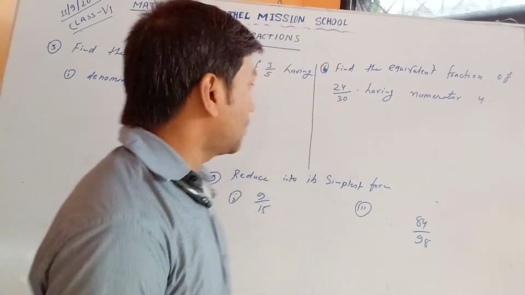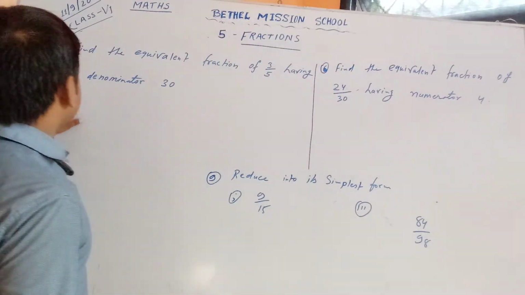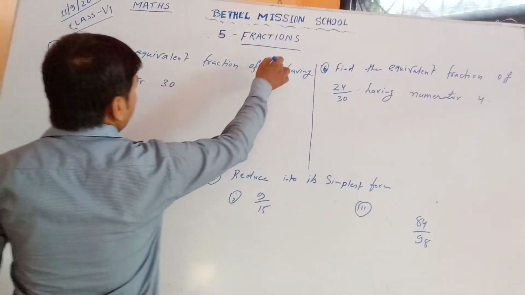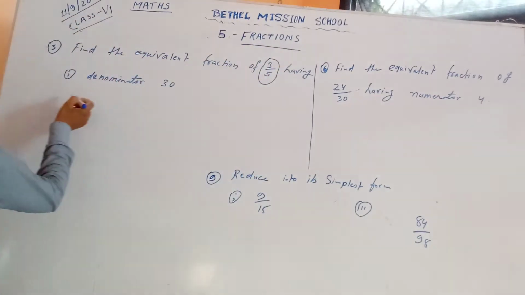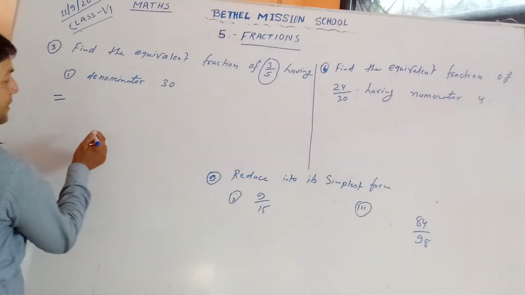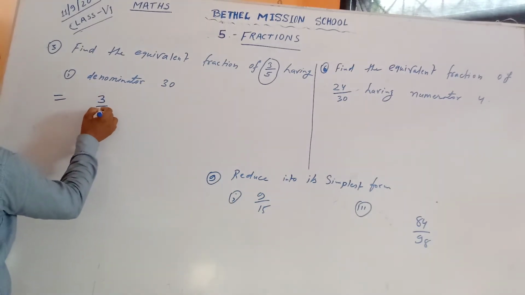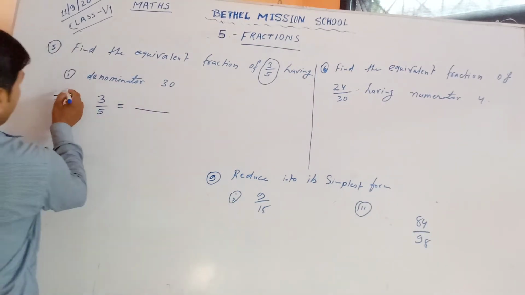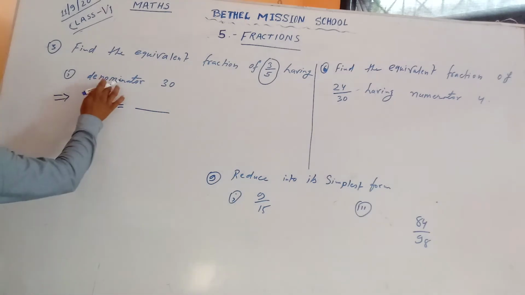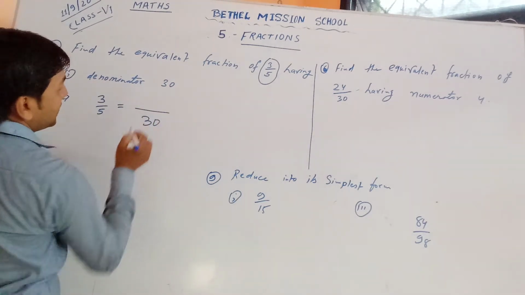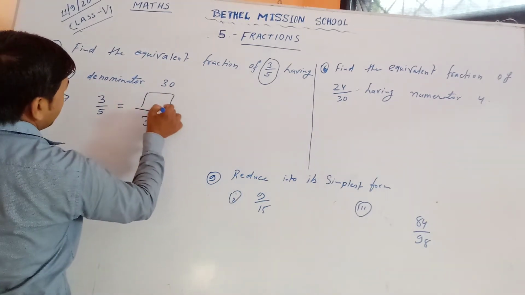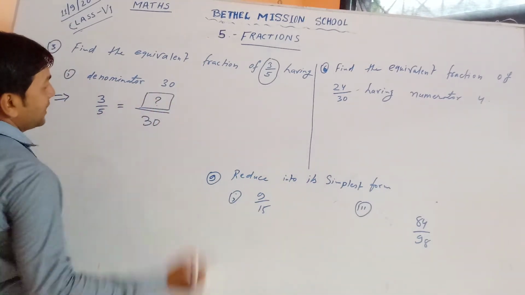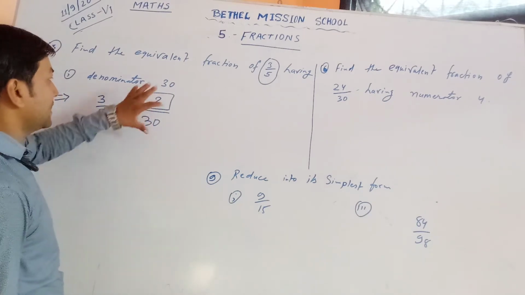Now I am going to solve third number question. It says find the equivalent fraction of 3 upon 5 having the denominator 30. 3 upon 5 is given. You have to write the equivalent fraction having denominator 30. You have to find the numerator.